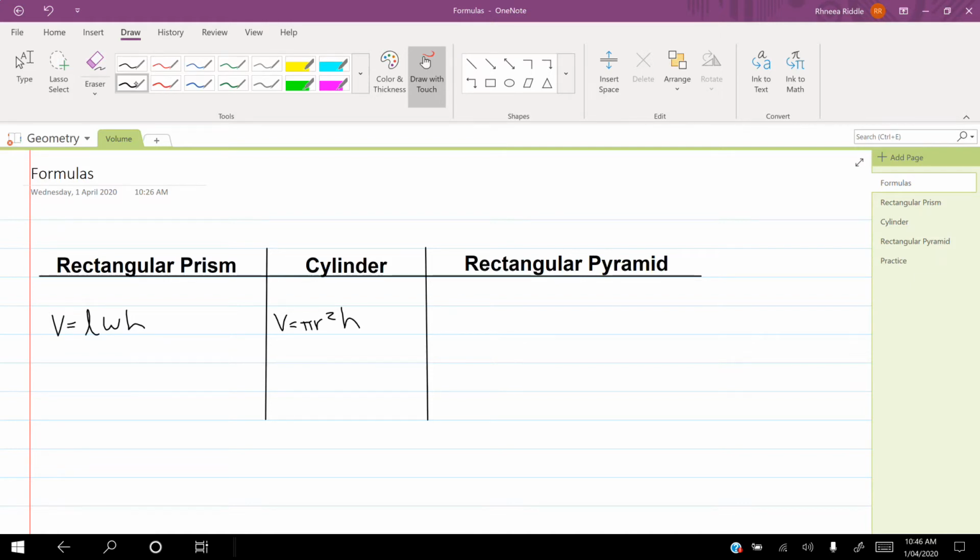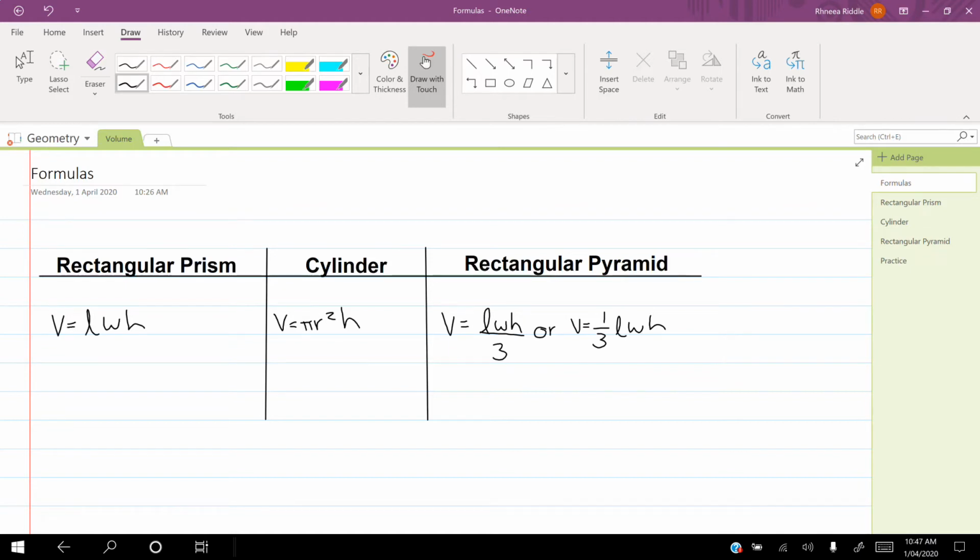Your last one is the rectangular pyramid, which is a little tricky. This one isn't as well known or as easy to remember. The volume is length times width times height divided by 3, or volume is 1/3 length times width times height. Both work perfectly fine. It almost looks a lot like the area formula for a triangle, but it is 1/3 instead of a half, and then as well as multiplying by the height.